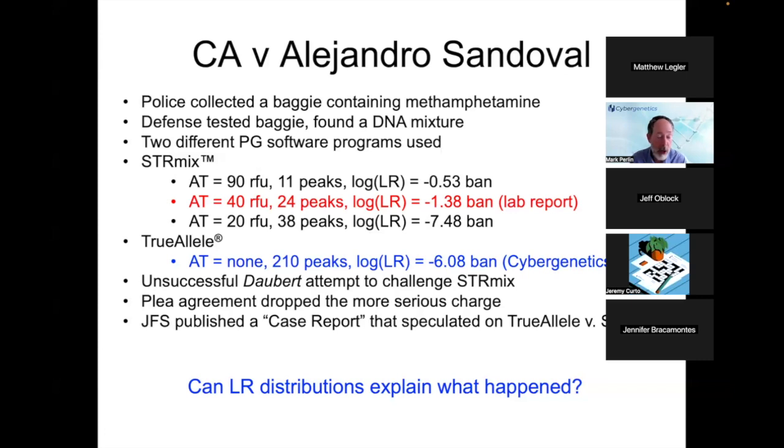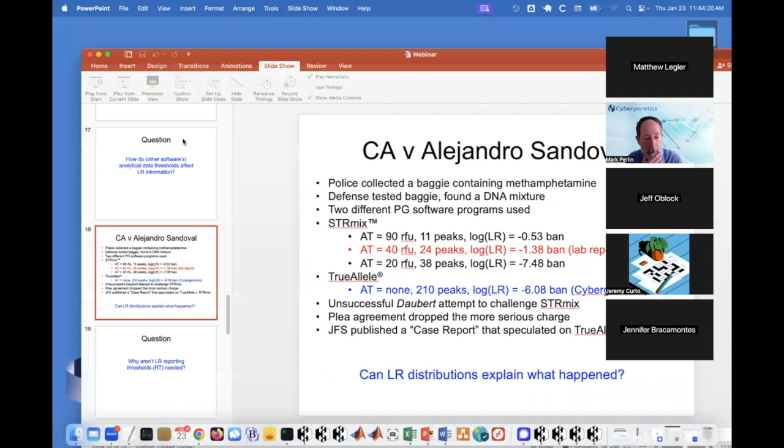This is a notable case because the Journal of Forensic Sciences published a case report that was filled with many speculations about TrueAllele and StarMix that didn't seem to account for this data difference. But the question is, can LR distributions explain what happened? Because that's what we're talking about today. And I think this is the clearest explanation of the information properties. So Matt, maybe we can move on to that and see what TrueAllele did. Yes.